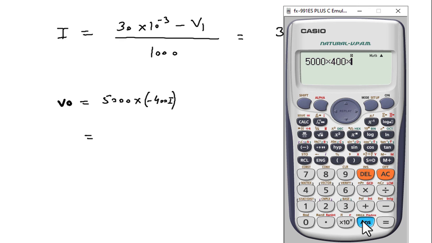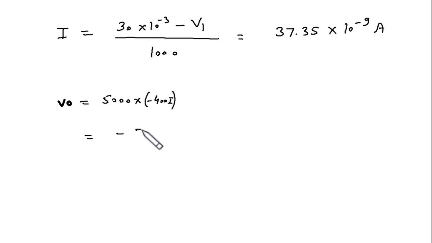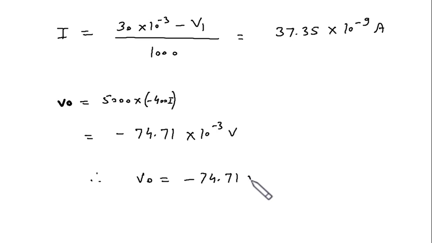The value of I is the answer. So this is minus 74.71 into 10 raised to minus 3 volt. Therefore VO is equal to minus 74.71 millivolt.